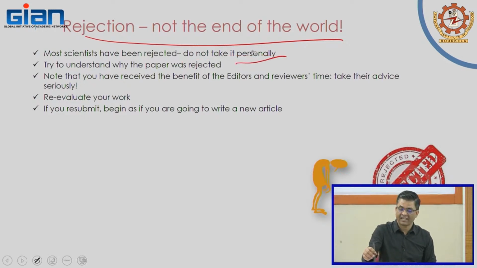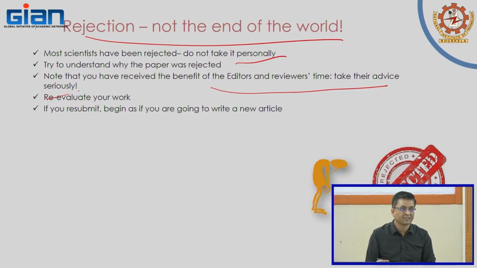So try to understand why the paper was rejected, benefit from the editors' and reviewers' comments, and take the advice seriously. Re-evaluate it or resubmit it to the same journal, highlighting the changes. Or if they are suggesting another journal, go for that one, because there is also a self transfer from one journal to another, right. So you should be like this.